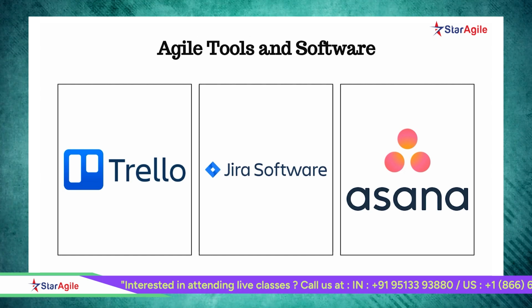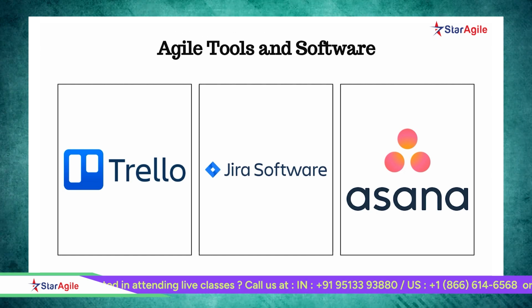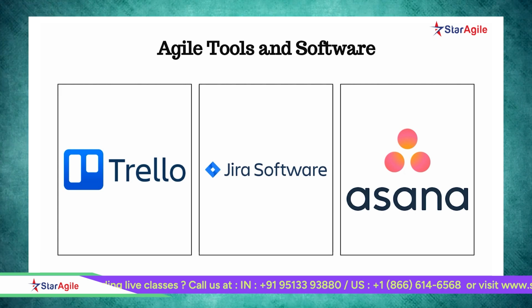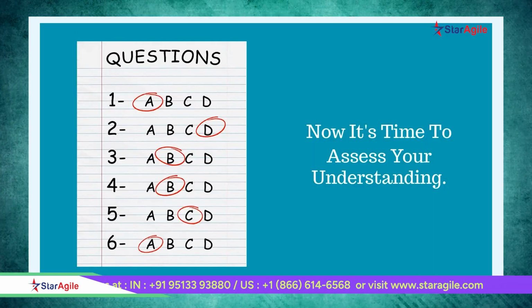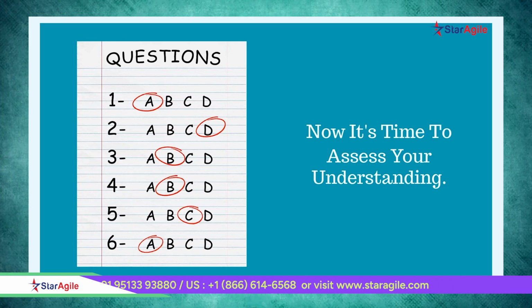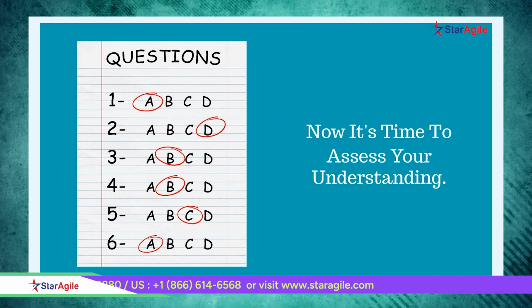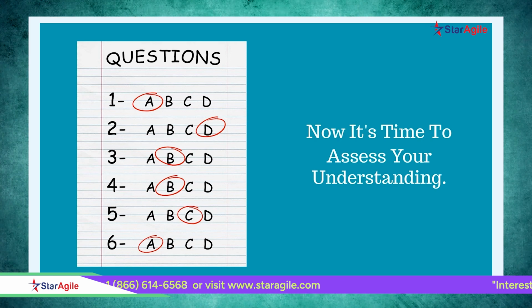Now it's quiz time. Let us gauge our current understanding of Scrum principles, practices, and rules. For each question, there are 4 choices, and you will have 15 seconds to identify the right answer.